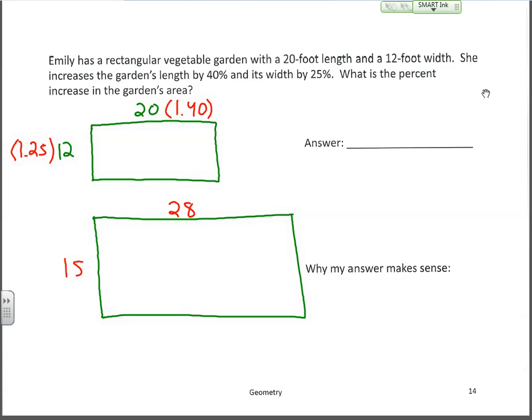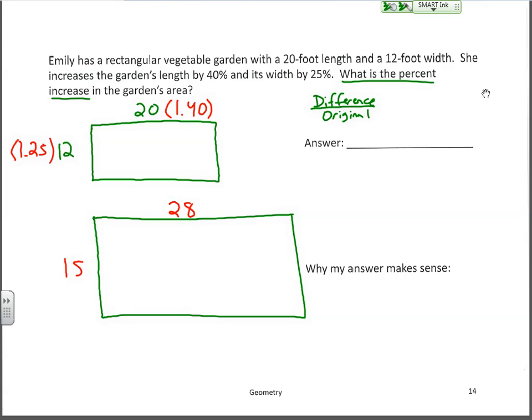So then we said the ultimate question here: what is the percent increase in the garden's area? That is not asking you to just simply find the difference between the areas. Okay, just subtract the areas and that's your answer. We're looking for a percent of increase. A formula for a percent of increase is difference divided by original.